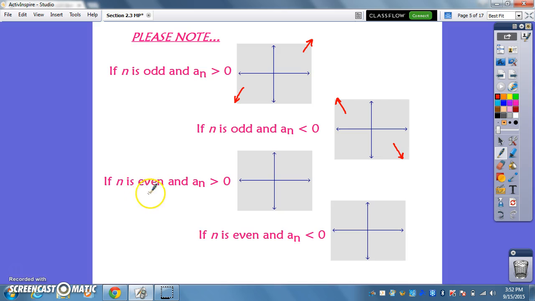Alright, if n is even, so the degree is even and the leading coefficient is positive, both arrows are going to point up. And similarly, if the degree is even and the leading coefficient is negative, both arrows are going to point down. Alright, so that is one important thing that we have to be able to fill in when we're sketching graphs by hand, which is going to be our ultimate goal. We have to know which direction the arrows on the ends are going to point.